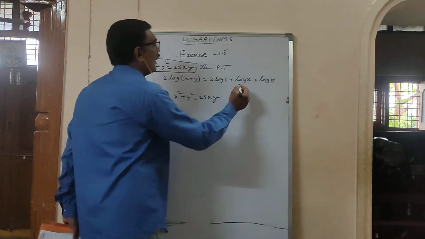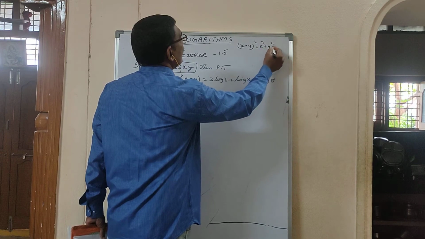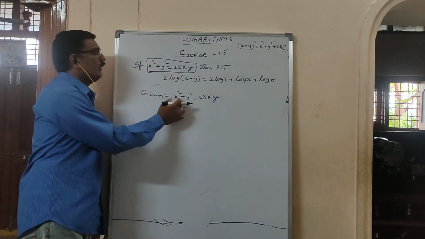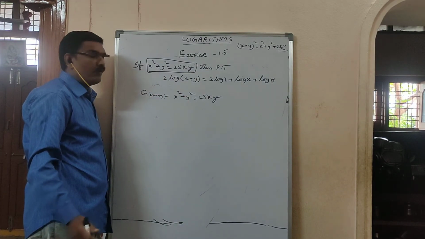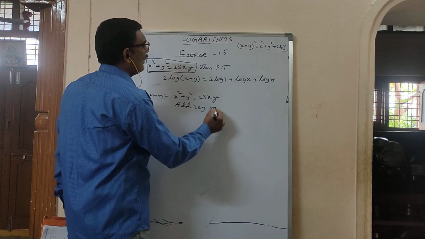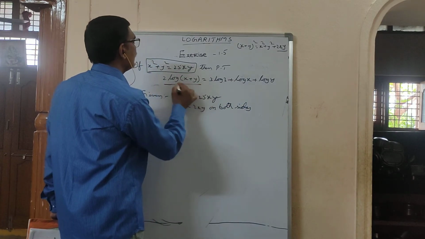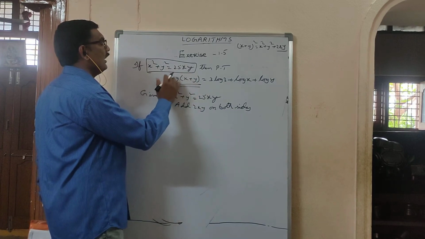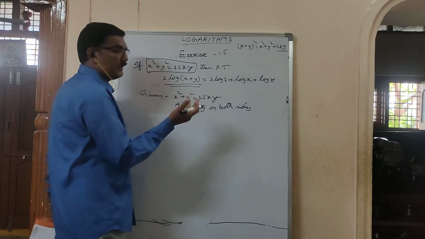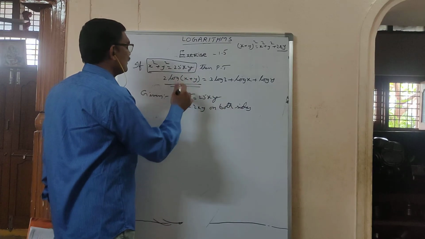In the x plus y whole square formula, not only x square plus y square, you will have a 2xy term also. But here the 2xy term is not there. What you have to do is add 2xy on both sides. Why? In LHS you have 2 log x plus y, that is log x plus y whole square. To get x plus y whole square, 2xy is deficient, so you are adding 2xy on both sides.